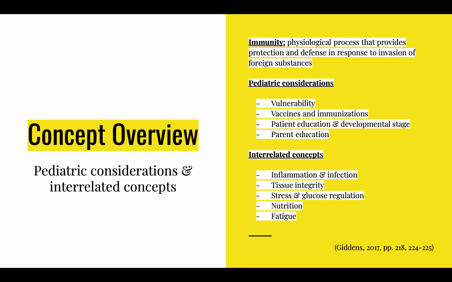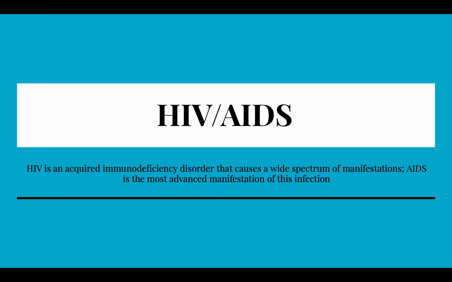And then lastly, we have fatigue. This is a huge stressor to the body, which can cause an individual to become immunocompromised or cause an exaggerated pre-existing immune response. HIV and AIDS. HIV is an acquired immunodeficiency disorder that causes a wide spectrum of manifestations. AIDS is the most advanced manifestation of this infection.